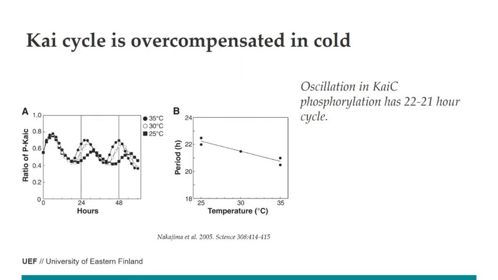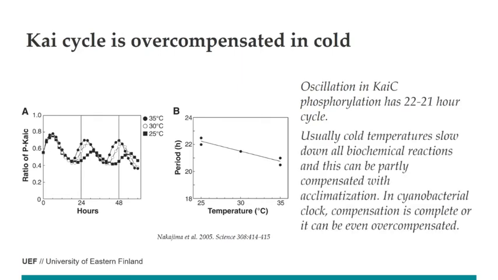And in cold temperatures, it should work that every biochemical process is slower. And that's why we have this acclimatization. So in the chronic exposure to cold temperatures, we are having this partial compensation. So it's not as slow as it should be, for example, in acute experiments. But actually, this clock, this phosphorylation cycle in the Kai cycle is completely compensated or even overcompensated. So the clock is working a little bit faster in the cold temperatures.